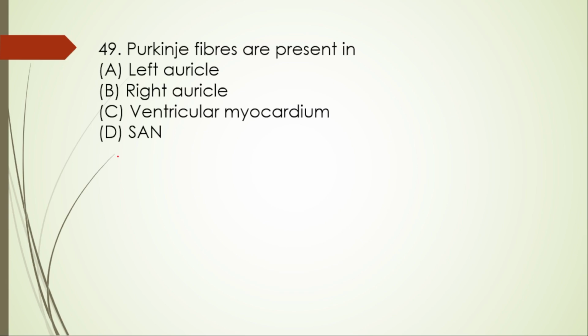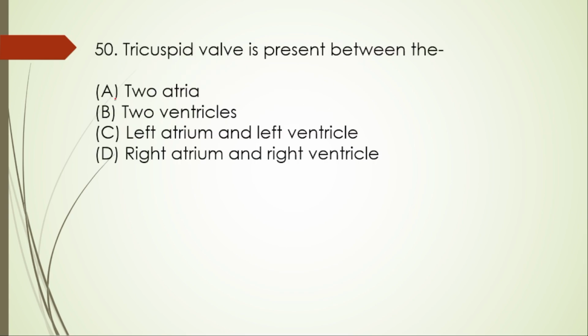Next one, 49th one. Purkinje fibers are present in A. Left auricle, B. Right auricle, C. Ventricular myocardium, D. SAN. So here the right option is C. Ventricular myocardium.